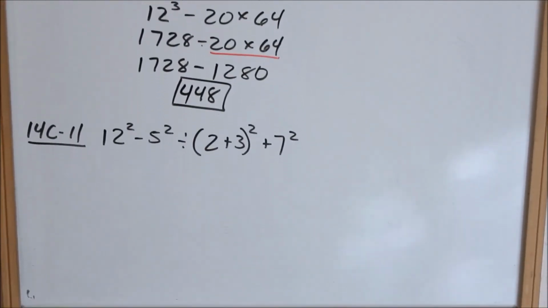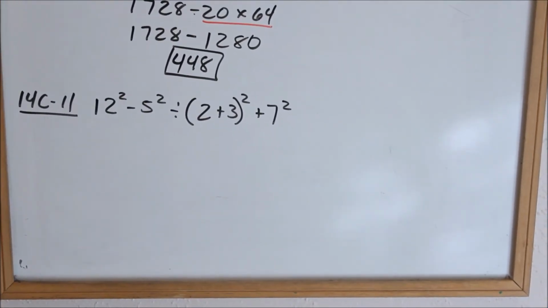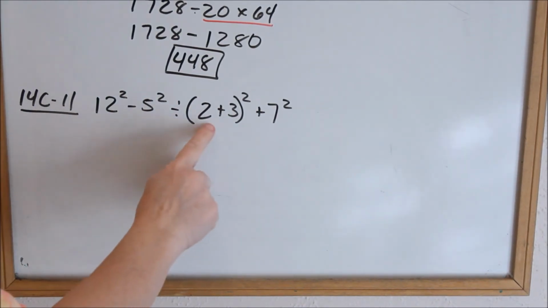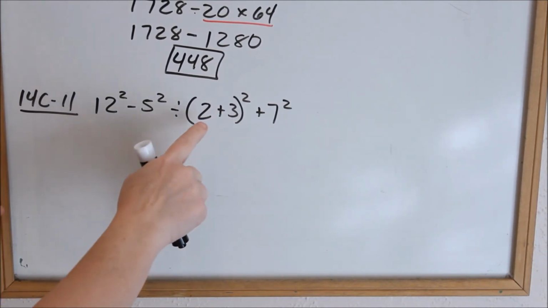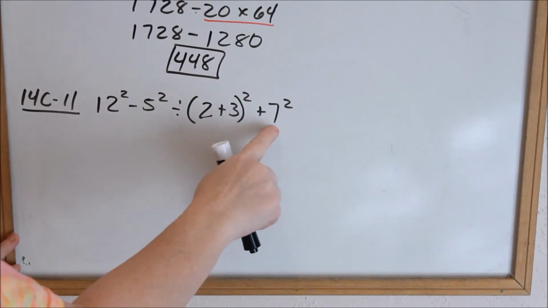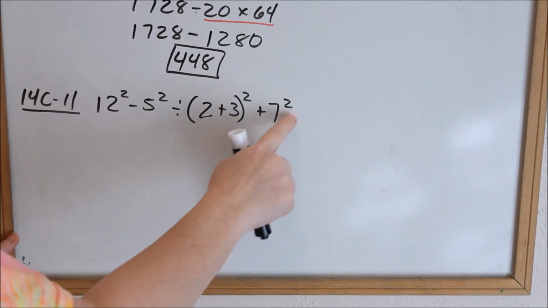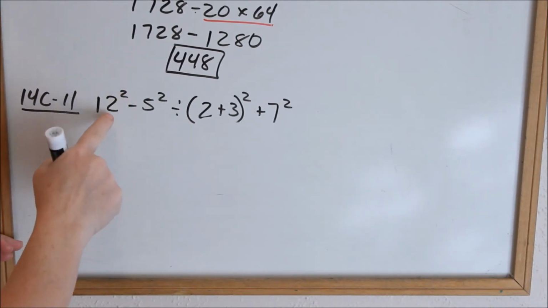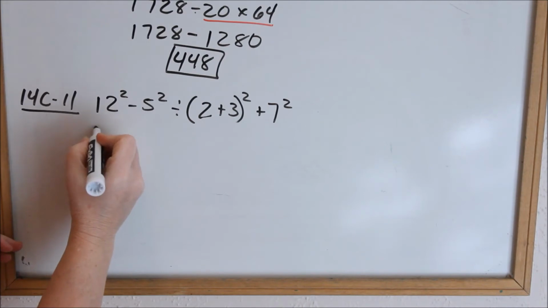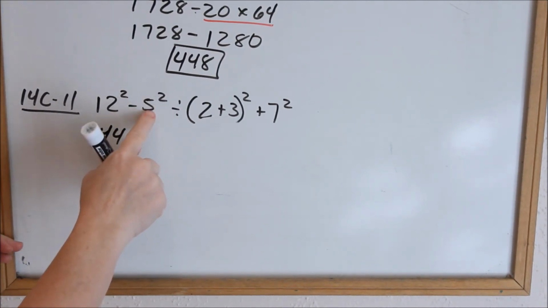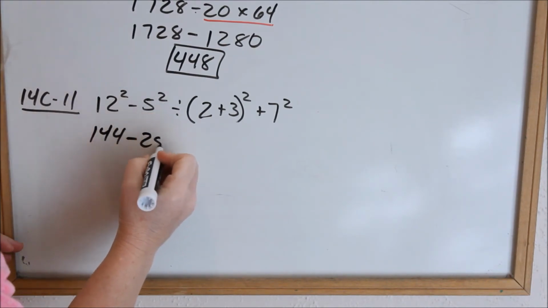Alright, let's do 14C number 11. PEMDAS says do parentheses and exponents first. So I always go to my parentheses. I do what's in here first, then I'll do the exponent. Here, there's no parentheses, it's just a number with an exponent, so I can do it at the same time. Here, I have exponents, so I can go ahead and do that. 12 squared, 12 times 12, 144. Minus 5 squared, that negative stays in front. 5 squared, 5 times 5, 25.